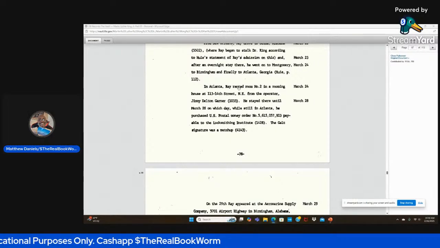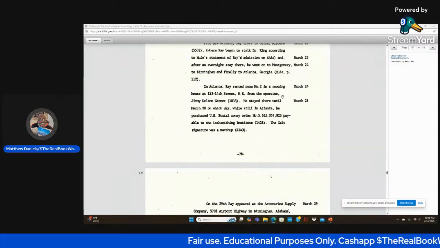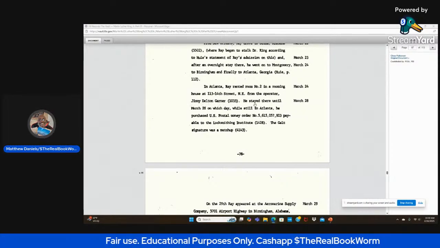In Atlanta, Ray rented room number 2 in a rooming house at 113th through 14th Street Northeast from the operator Jimmy Delton Garner.